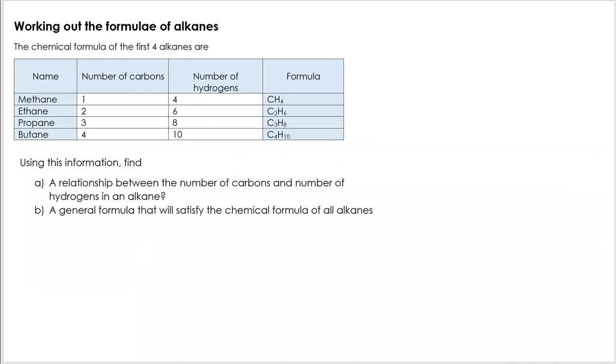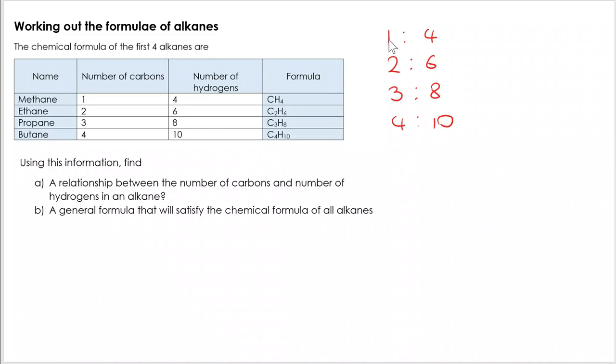And what we can see, if I just take the ratio of carbon to hydrogen, I'm going to write those out on the side here, and it's finding a relationship between 1 and 4 that's also true for 2 and 6, 3 and 8, and 4 and 10. So what could I do to the number on the left to become the number on the right that would be the same each time?